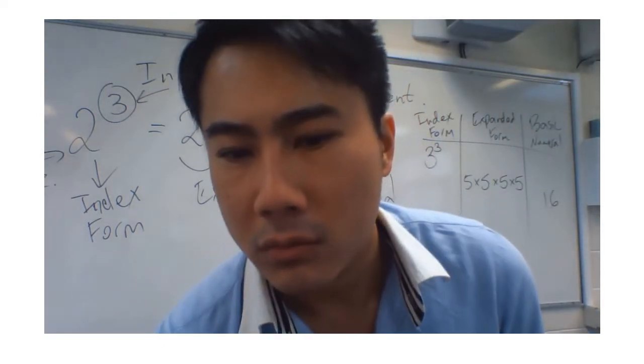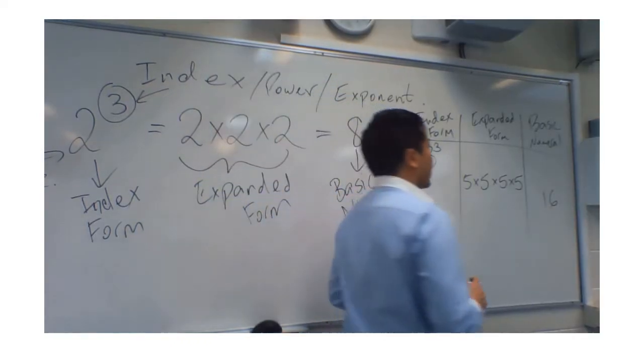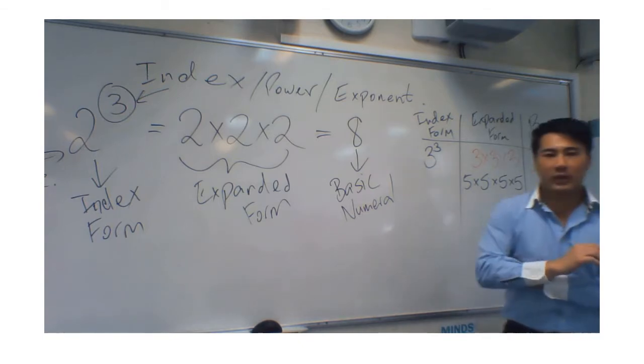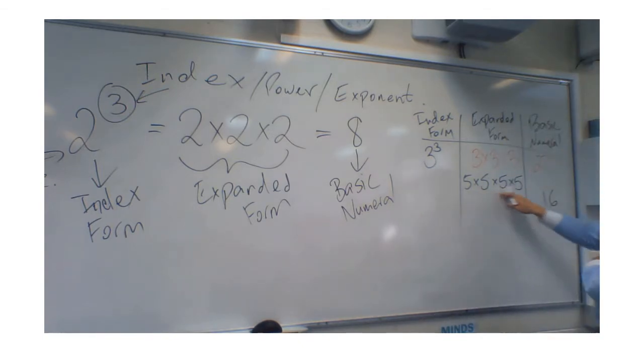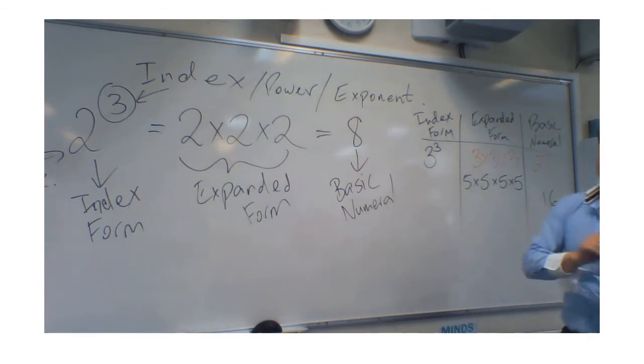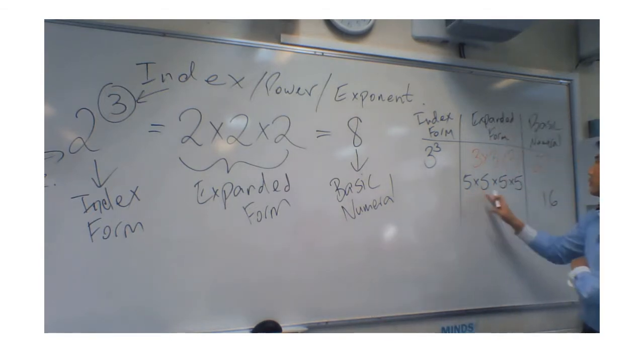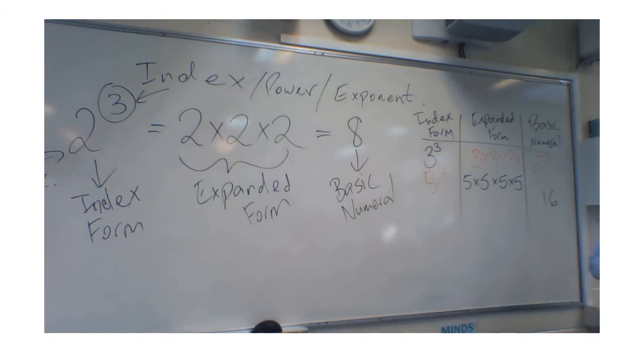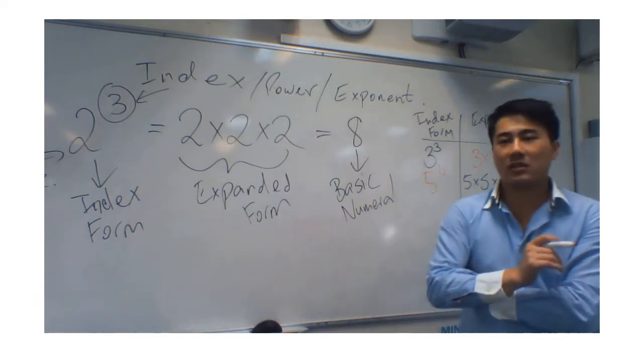Alright, let's quickly check our answers. 3 to the power of 3, expanded form would be, obviously, 3 times 3 times 3. 3 times 3 is 9, 9 times 3 is 27, so the basic numeral would be 27. Second question, I gave you the expanded form. I want you to write your answer in index form. Very simple, the base would be 5. How many times did we multiply 5 by itself? 4 times, 5 to the power of 4. And what's the basic numeral? 5 times 5 is 25, 25 times 5 is 125, 125 times 5 is 625.